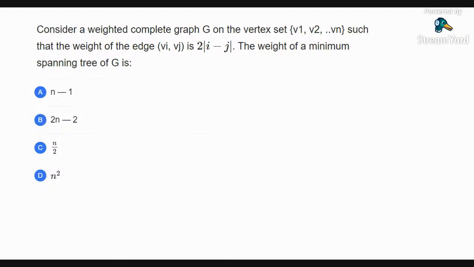So here you can notice that if you consider any consecutive pair like V1 V2, V2 V3, V3 V4, V4 V5, what is the cost of this? The cost will be 2 only. And this is the minimum cost.